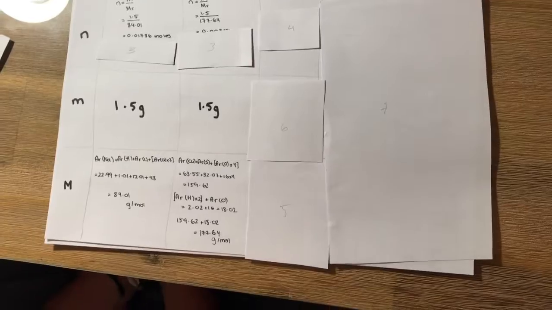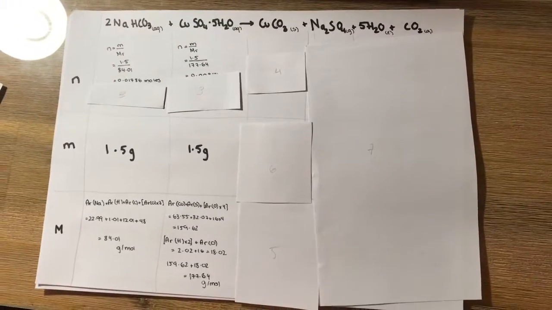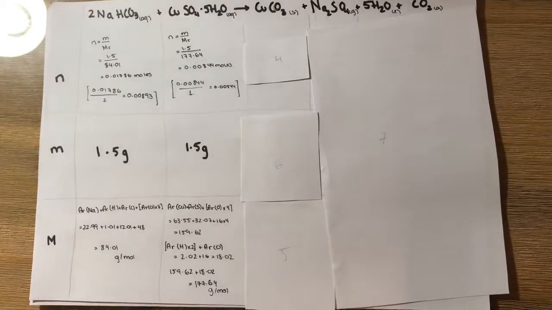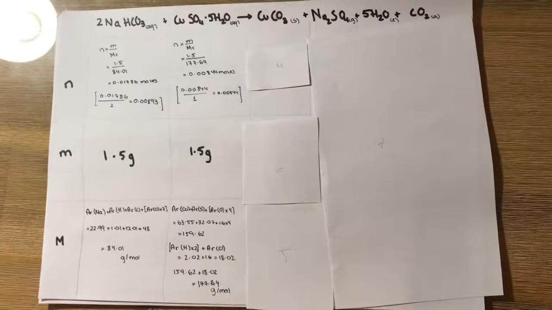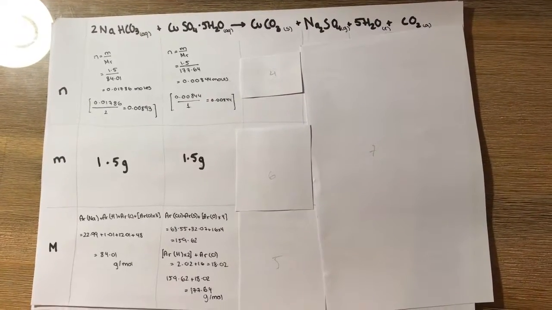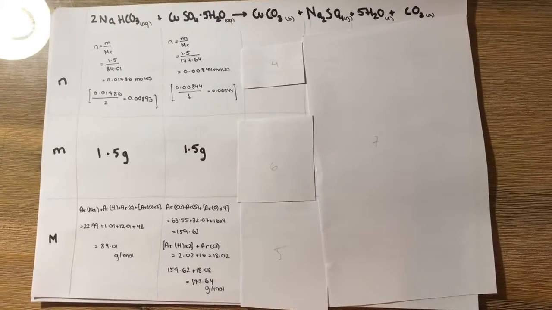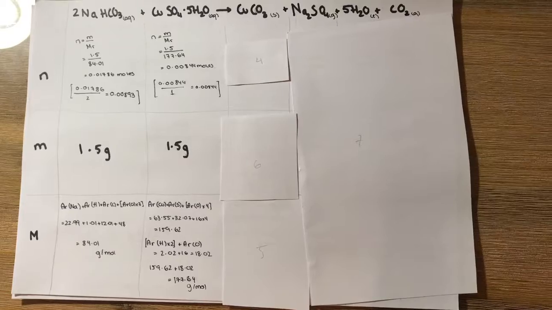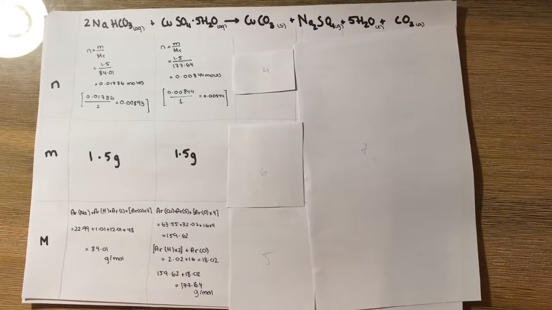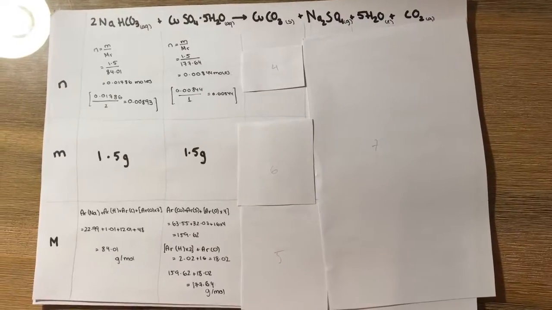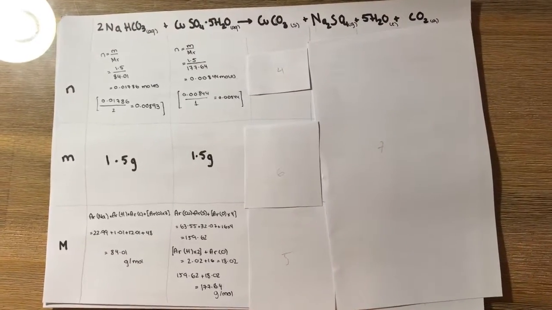Now we can determine which reactant will be the limiting reagent. To do this, we divide the moles of the reactant by its coefficient from the balanced equation. The limiting reagent will have the smallest number. Therefore, we can see that 0.00844 is smaller than 0.00893, showing that the limiting reagent is copper sulfate pentahydrate.